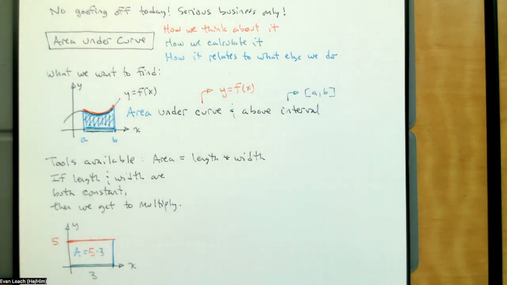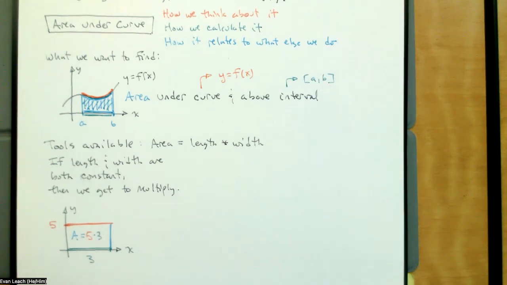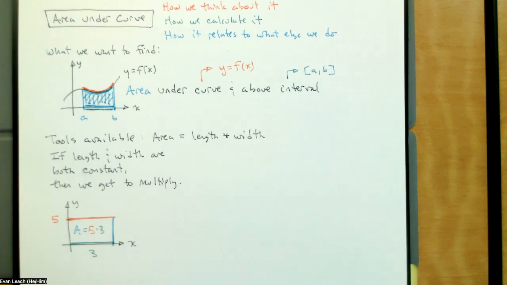If the length and width are both constant, then we get to multiply. This is our favorite. This takes us back to nth grade, where n is the number of the grade where you learn that area is equal to length times width. I probably should know what that is. I could probably look up what that is, but I never remember to do it at this point.